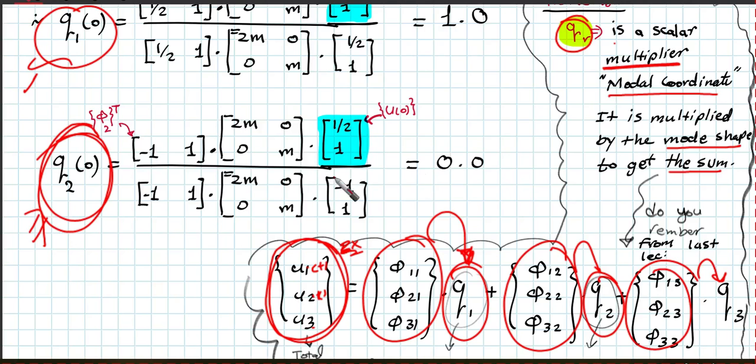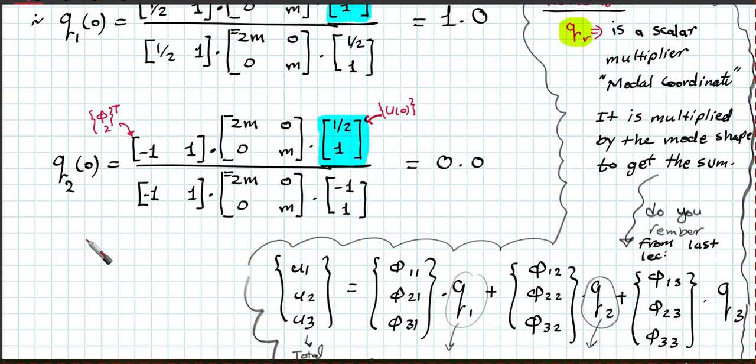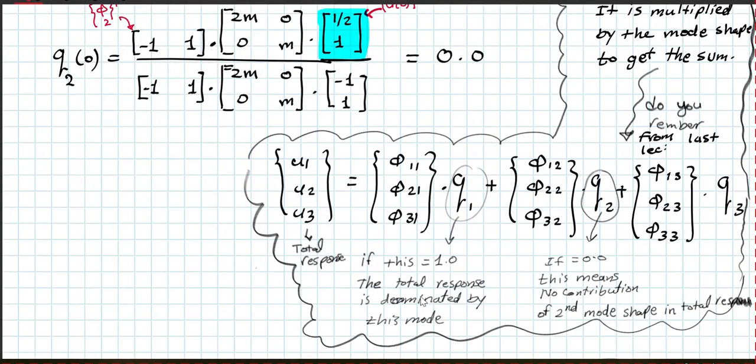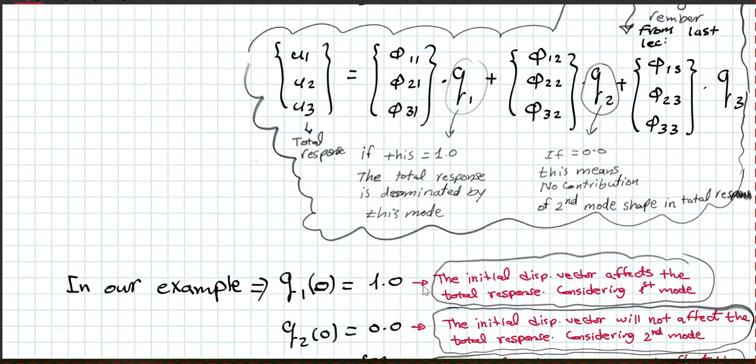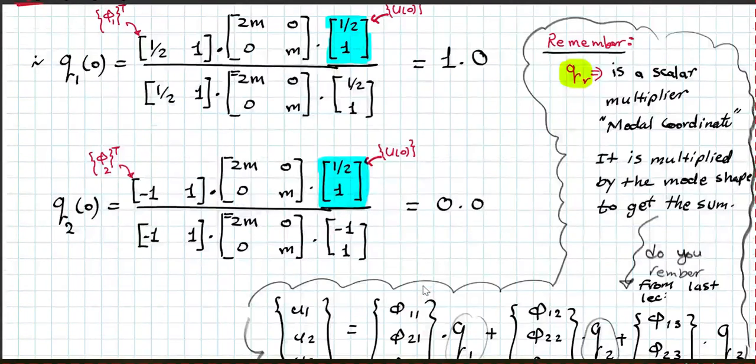Scalar multipliers. So whenever we have Q2 here equal to 0, this means that the contribution of the initial displacement vector from the mode shape number 2 is going to be 0. It is not going to contribute. Okay, it is not going to contribute. That's clear. Move on.